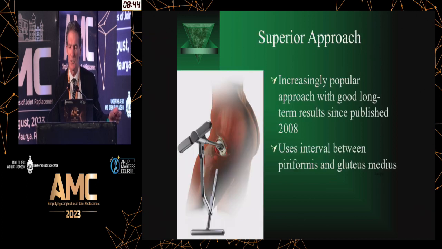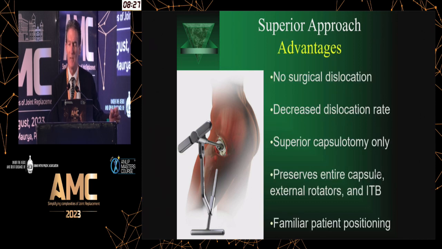I trained on this a long time ago. It became increasingly popular, with good long-term results. The first publication was in 2008. It's kind of like a posterior; it goes through the gluteus, and then between piriformis and gluteus medius to enter the joint. The advantages are that there's no surgical dislocation.